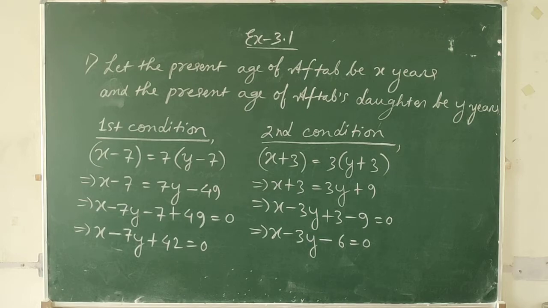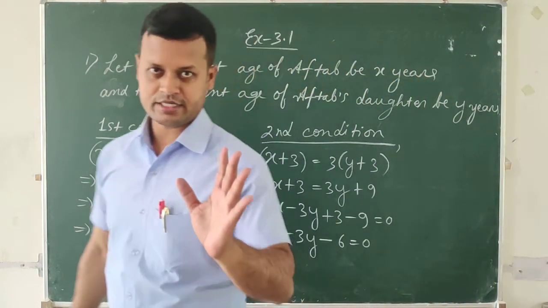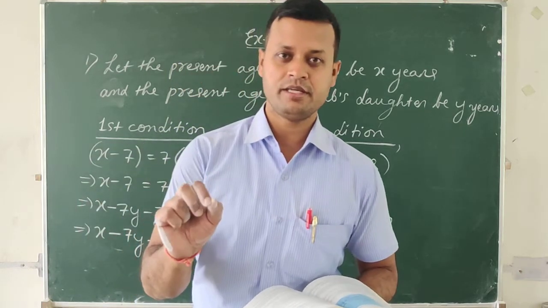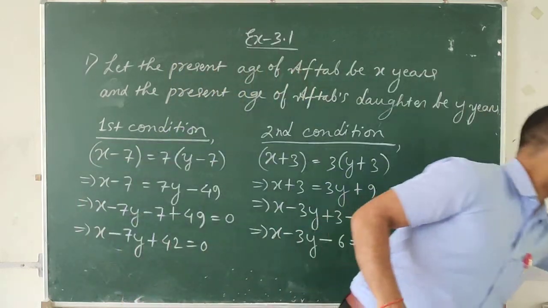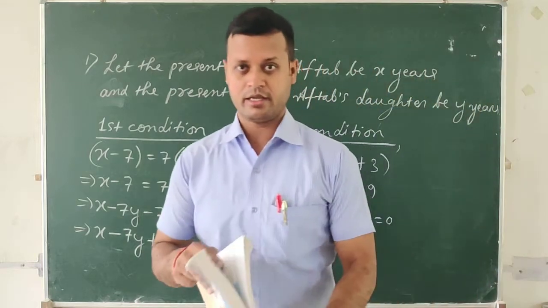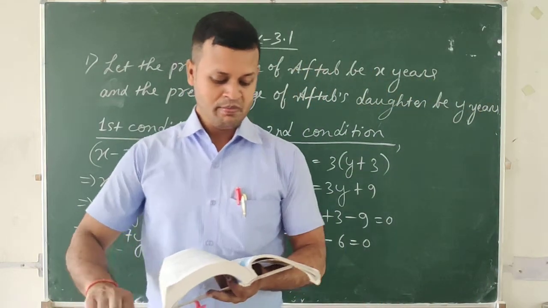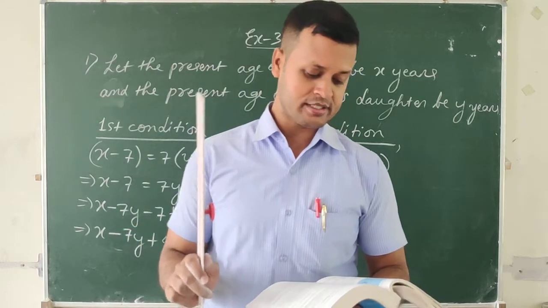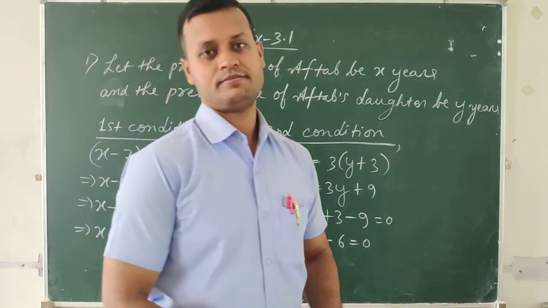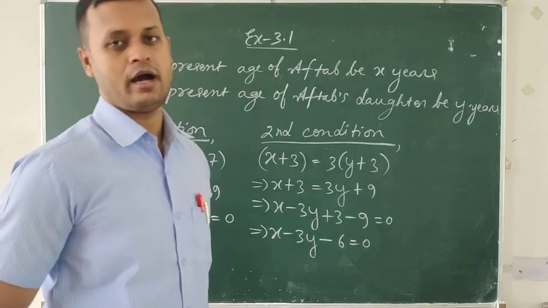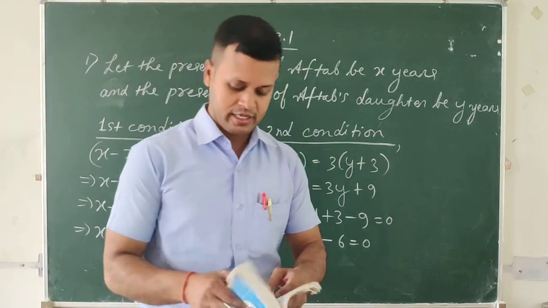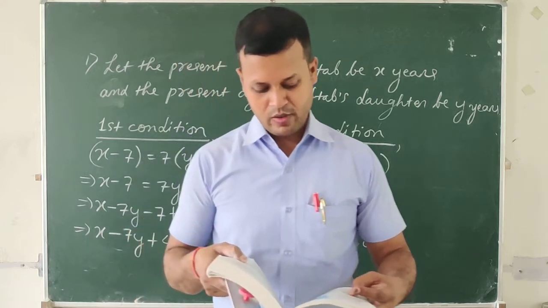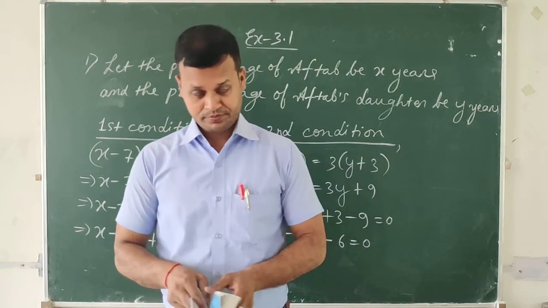So students, let us try to understand this sum. So Aftab tells his daughter. What is Aftab saying to his daughter? Aftab is saying to his daughter that 7 years ago I was 7 times as old as you were then. Also 3 years from now I shall be 3 times as old as you will be.